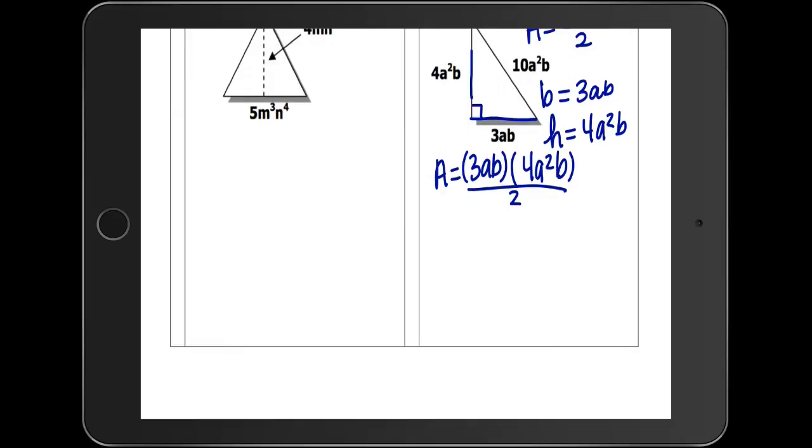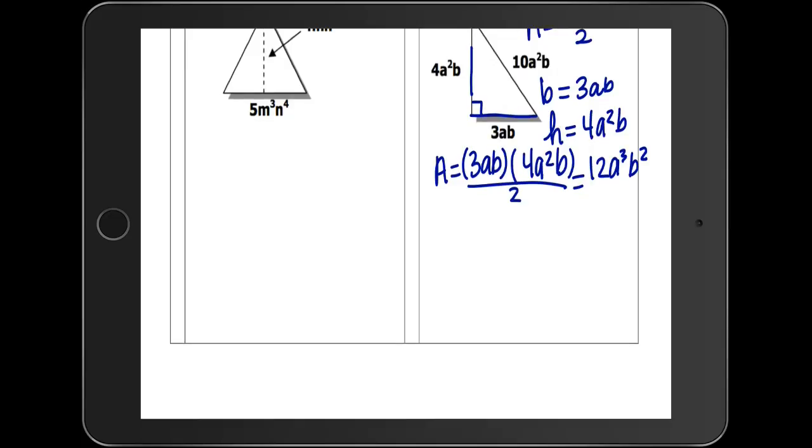So I'm going to work on the top first. I'm going to multiply the numbers first. What is 3 times 4? It's 12, of course. And then I have to use the product rule with my variables that have exponents. So I have a to the first power times a to the second power. That gives me a to the third power. And I also have b to the first power times b to the first power, which gives me b to the second power.